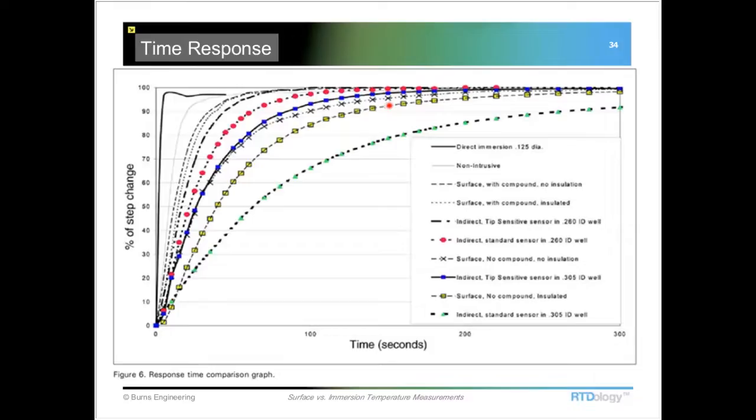And all the other versions are in between here, like a surface mount. We can pick that out of here. It's right in this area where it's still a little bit faster even than something like this, but it's still much slower than going with an immersion style, especially the direct immersion style sensor.